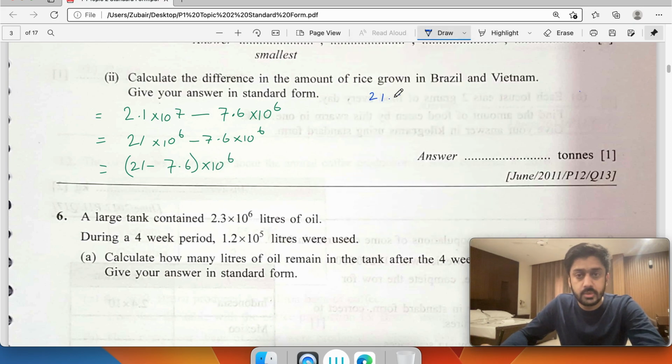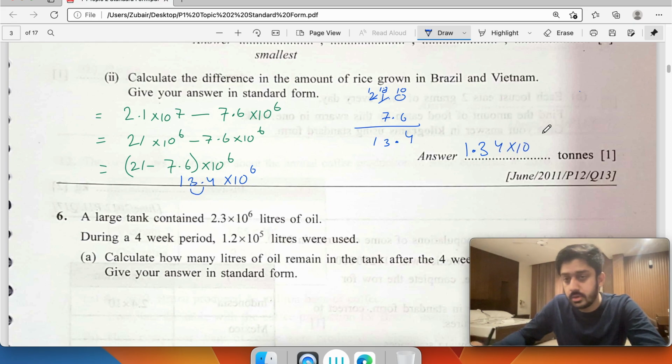Do the decimals. 10 minus 6 is 4, 10 minus 7 is 3, so 13.4. 13.4 into 10 power 6. So we write 1.34 into 10 power. We reduced it by 1 unit, so increase this side by 1 unit.